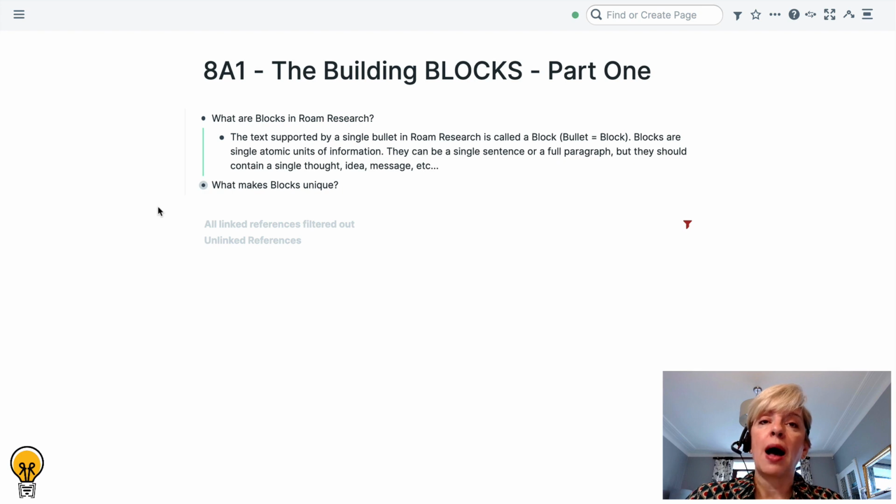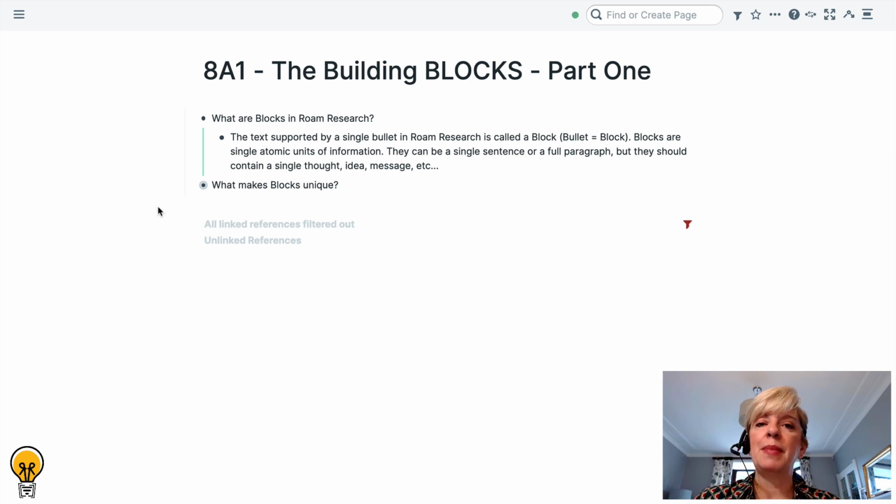Well, blocks are the text supported by a single bullet in Roam Research, and it's called a block. So, one bullet equals a block. Blocks are actually, if they're done right, single atomic units of information. So they can be a single sentence or a full paragraph, but they should contain a single thought, idea, message, etc. So that just sounds like a paragraph that you would write in Microsoft Word.